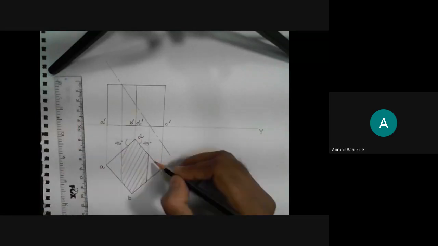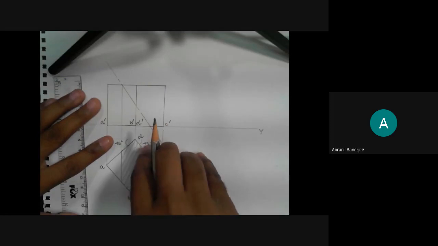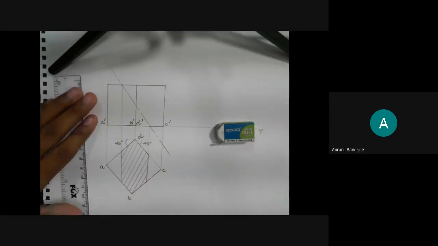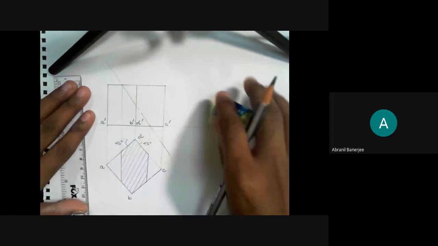You can make these two lines light, because they will not be there when you have the solid. A little lighter you can make, right? And this also you can make light because it will not be there. Okay?